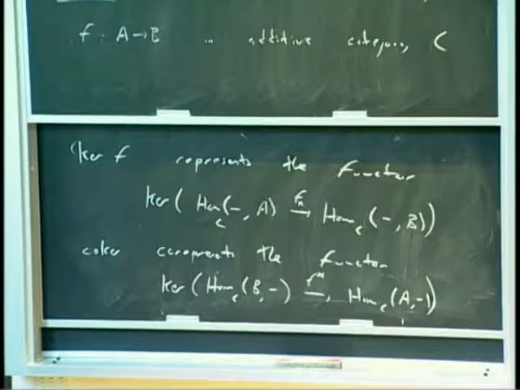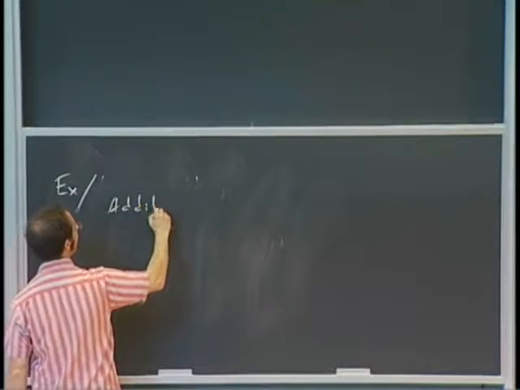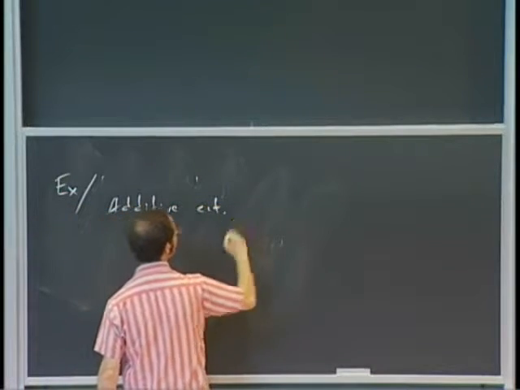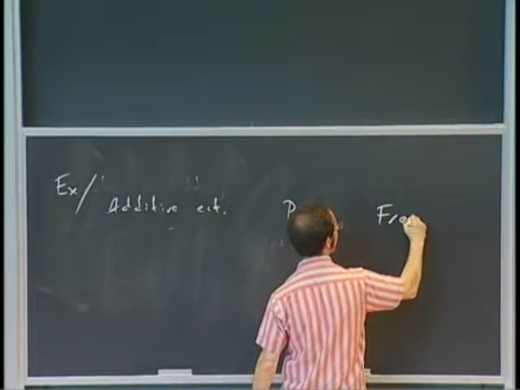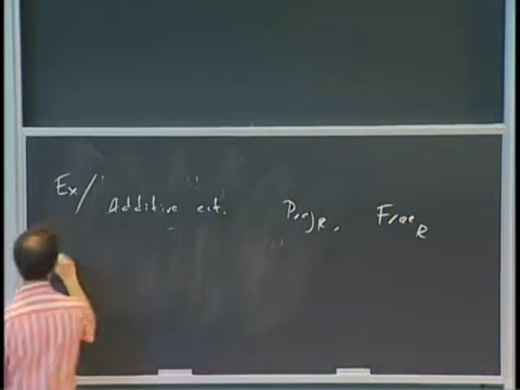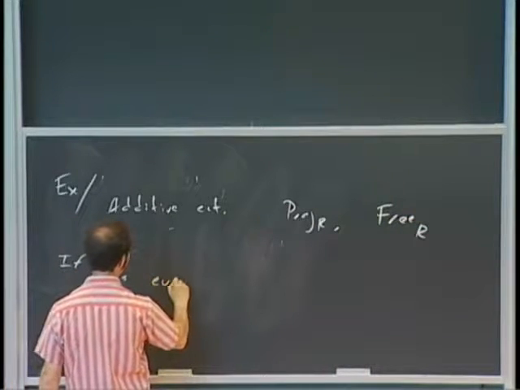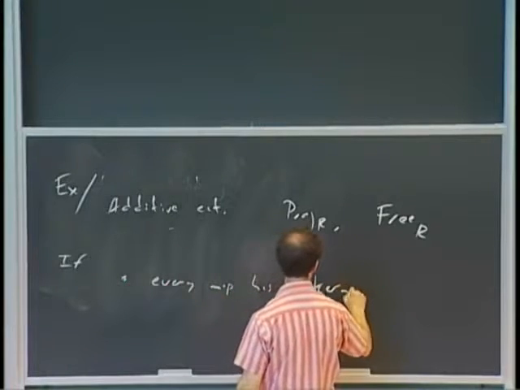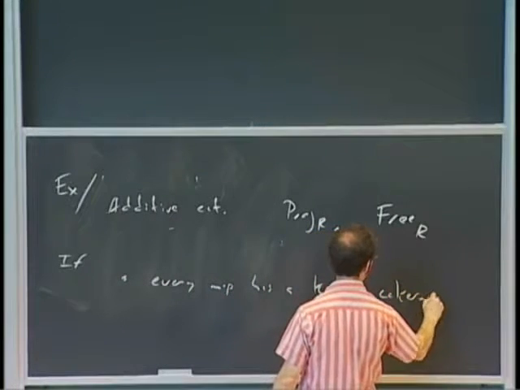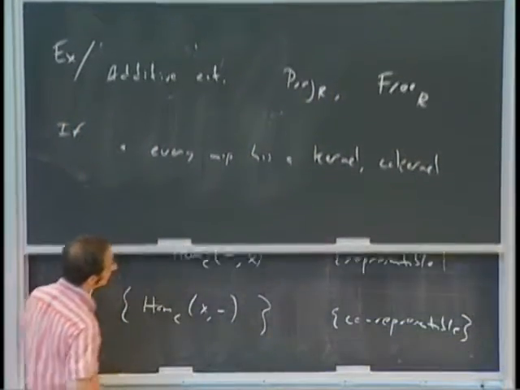So, examples of additive categories of interest are proj R and free R. Now, two conditions: first, every map has a kernel and a co-kernel, and two, let me get a little space for this.